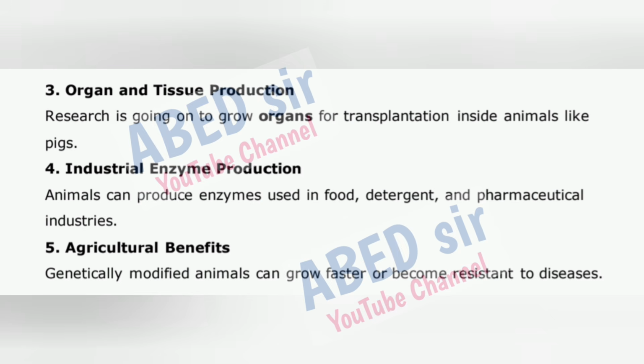3. Organ and tissue production. Research is going on to grow organs for transplantation inside animals like pigs. 4. Industrial enzyme production. Animals can produce enzymes used in food, detergent, and pharmaceutical industries. 5. Agricultural benefits. Genetically modified animals can grow faster or become resistant to diseases.